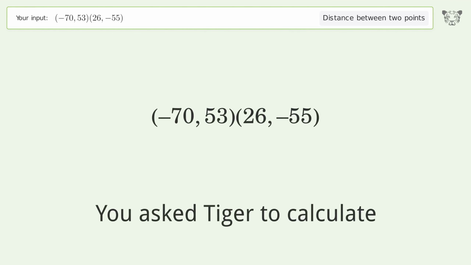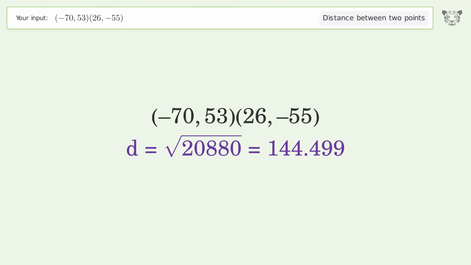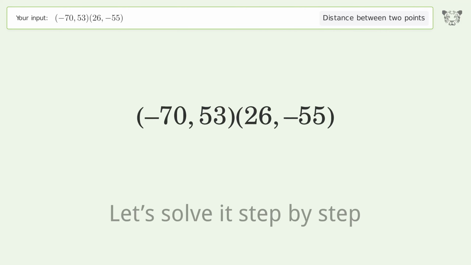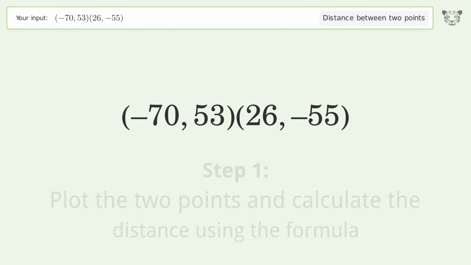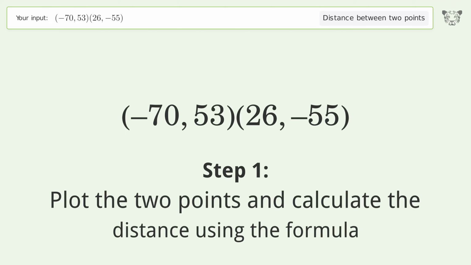You ask Tiger to calculate. This deals with the distance between 2 points. The distance between the 2 points is the square root of 20,880, or 144.499. Let's solve it step by step. Plot the 2 points and calculate the distance using the formula.